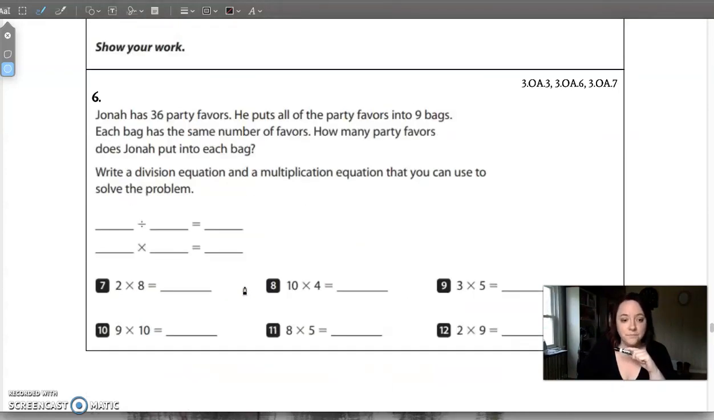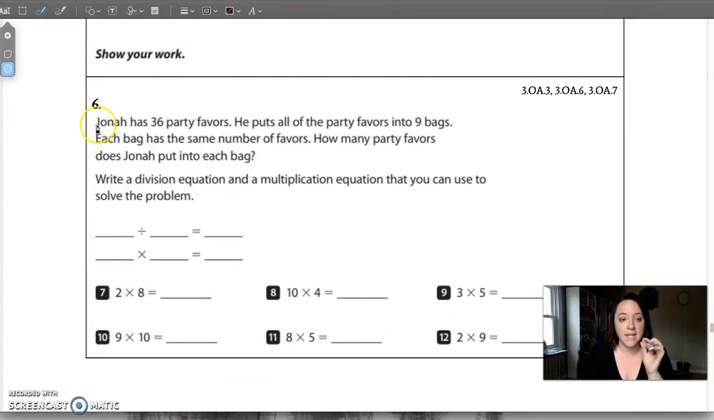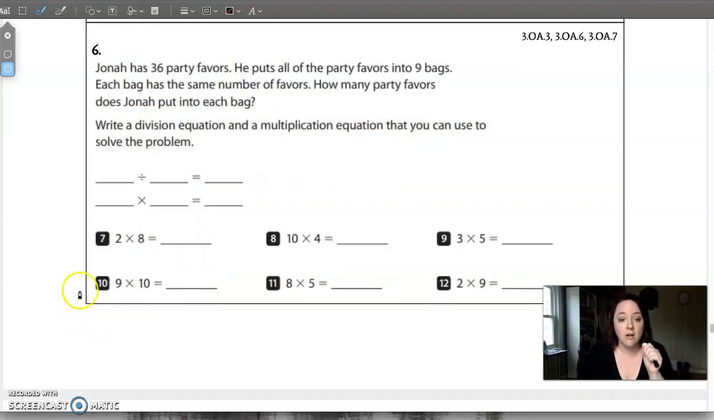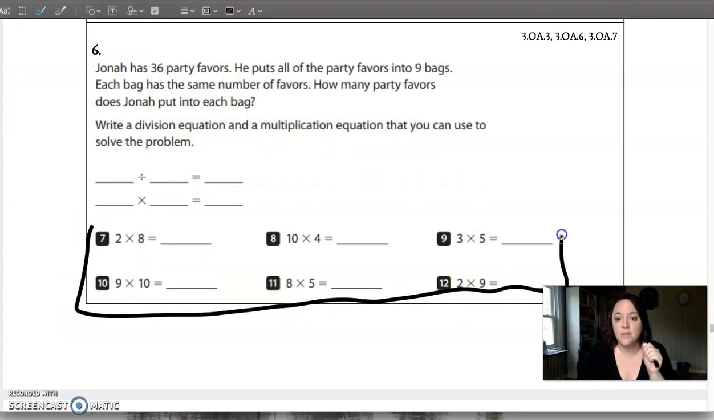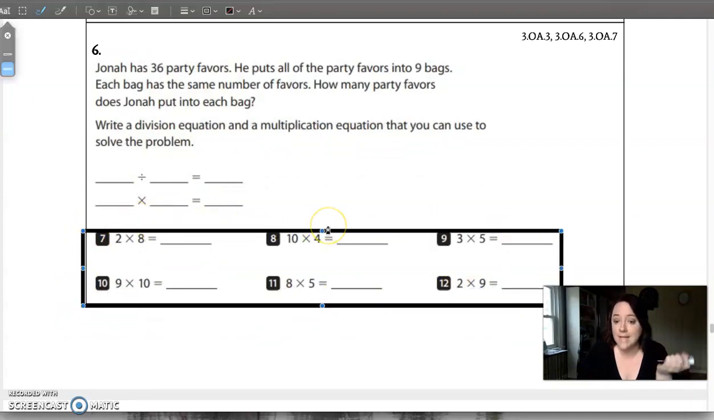And then this one is just filling in your division problem. So you're going to go through and look at all these numbers and decide where they have to fit in these equations. Again, at the bottom, you have some multiplication problems that you can write down and practice and work on your fluency, okay?